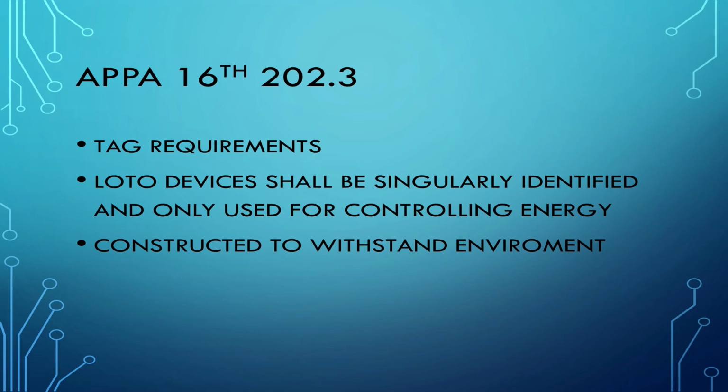Tag requirements. Lockout tagout devices shall be singularly identified and can only be used for controlling energy. Hopefully we're not putting a caution order tag on a busted chainsaw or what have you. We need to be serious about our lockout tagout and use it only for its intended purpose. Constructed to withstand the environment.